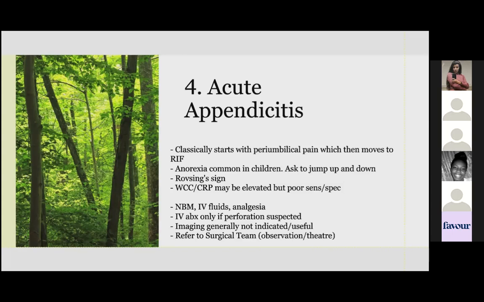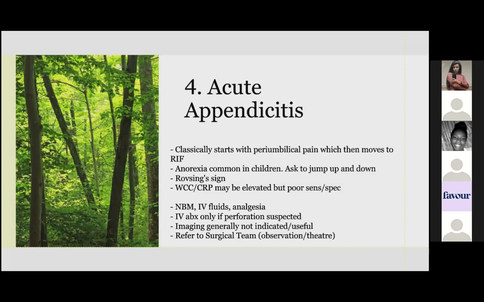You might see on the blood results that the white cells and the CRP are elevated, but there's poor sensitivity and specificity here. So a patient with normal white cells and normal CRP doesn't mean they don't have acute appendicitis, especially in the early stages. So a bit of a recurring theme with the management approach.